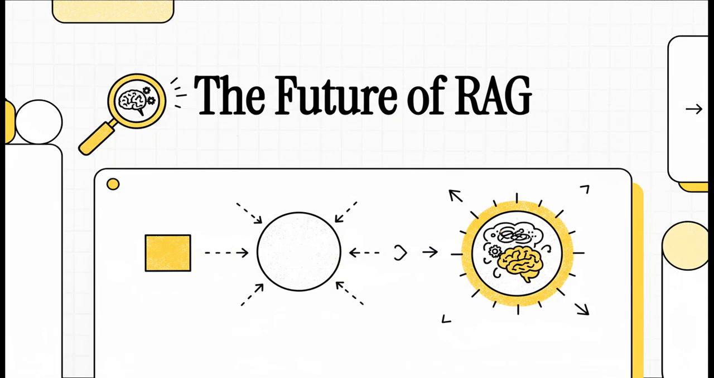Welcome to The Explainer. Today, we're diving into the future of a technology that's completely changing the game for AI, Retrieval Augmented Generation, or as everyone calls it, RAG. We're going to see how it's going from just a simple add-on to becoming the very core of how AI is starting to understand our world.